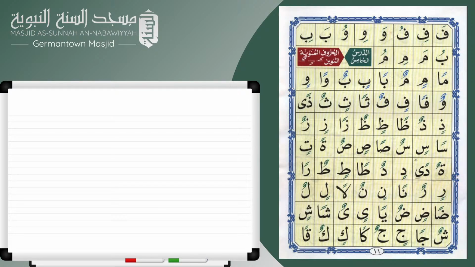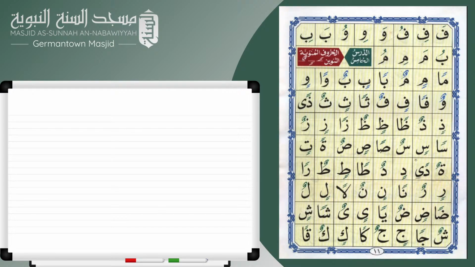Now today, inshallah, we're going to go over the double vowels. So if we look at the board, we have the tanween. What are we going over today? So we're going over the tanween. In the Arabic language, we have three double vowels.